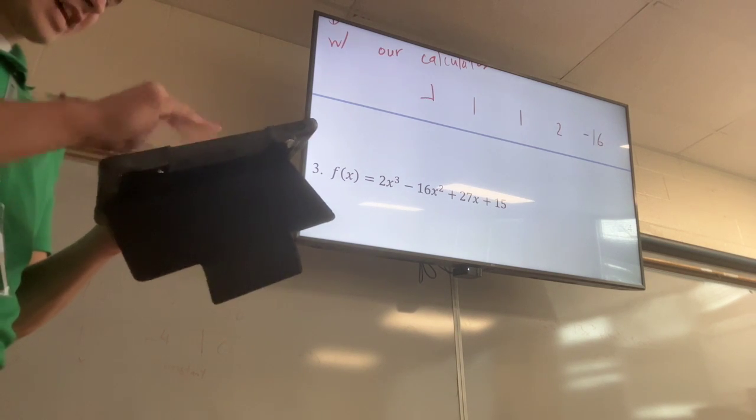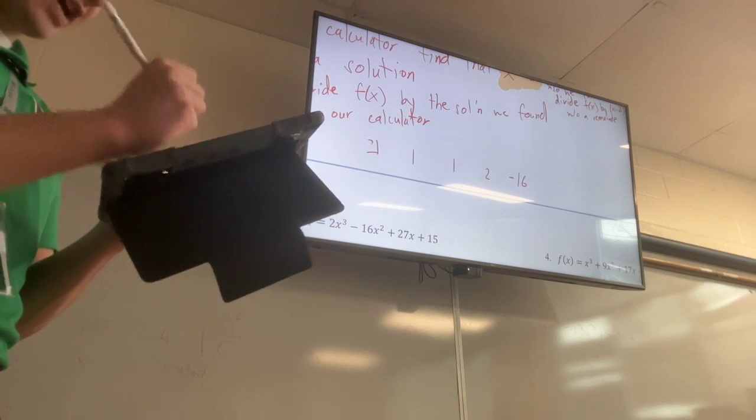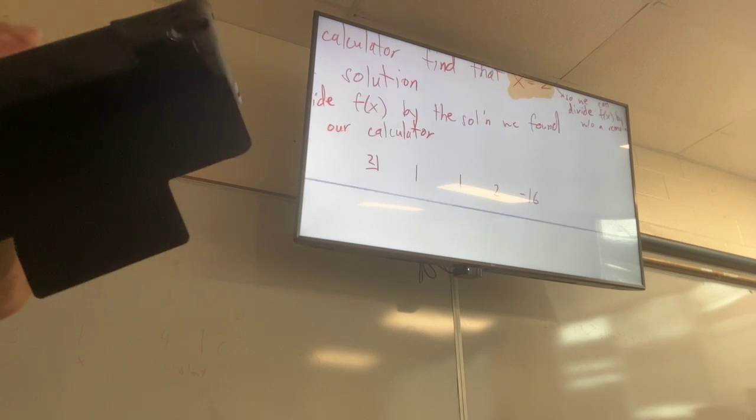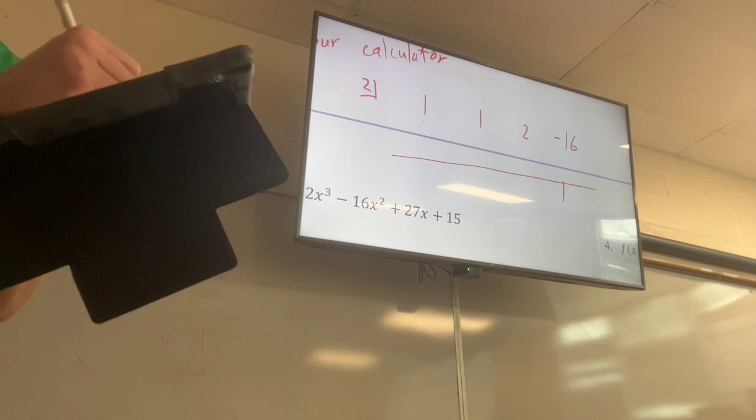Okay, what do I put in the crow's nest if I'm dividing by x minus 2? Just positive 2, right? Another way to remember it is you just put in the solution that you've just found. All right, and then you do your synthetic division algorithm. So remainder box, pull down your 1.